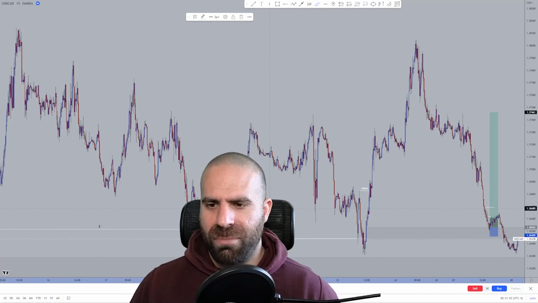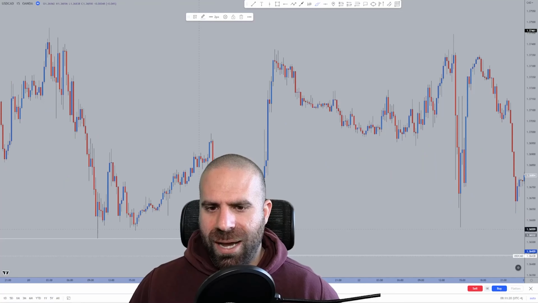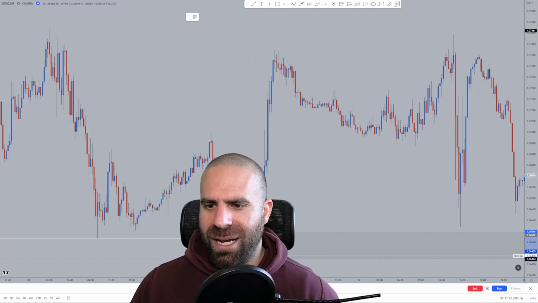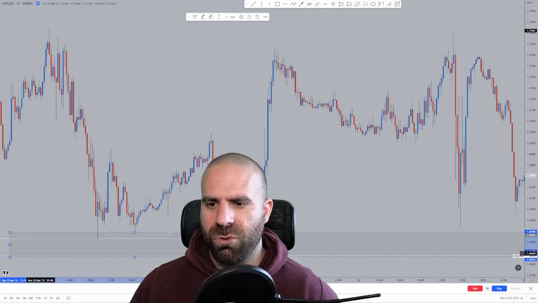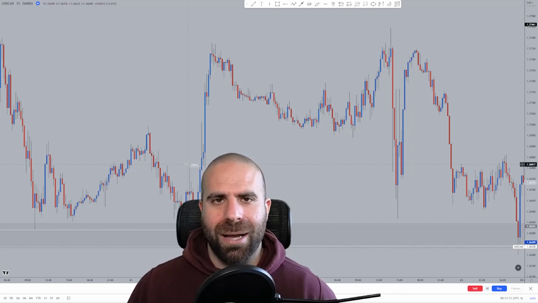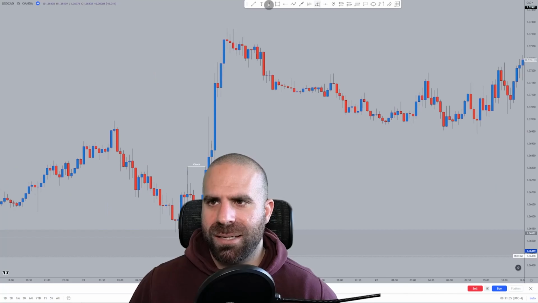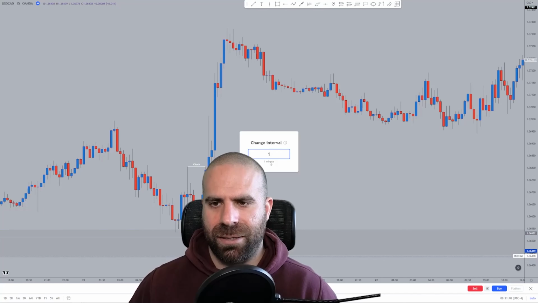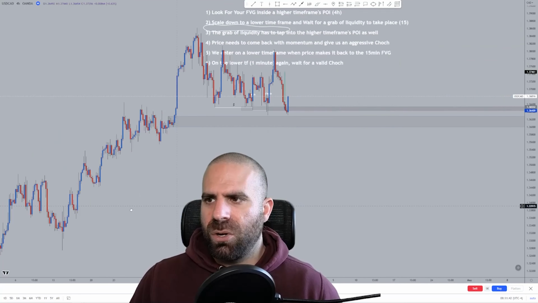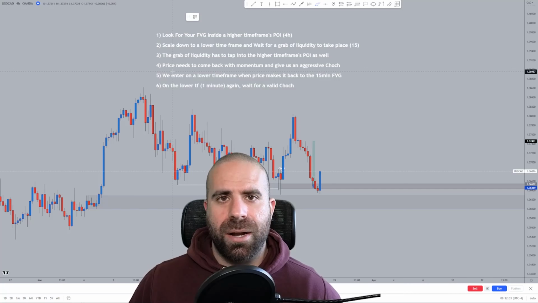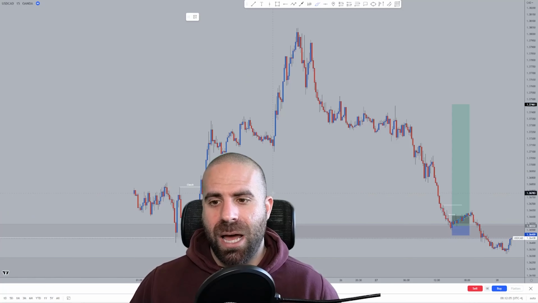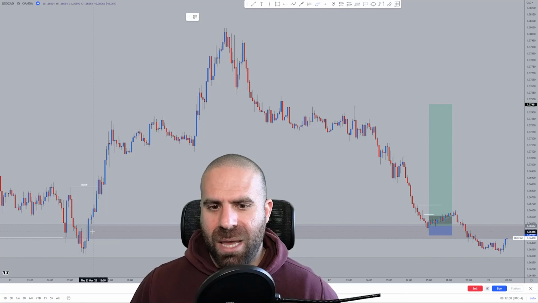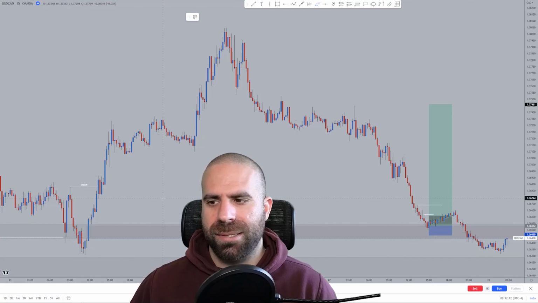So once we have made it into this higher time frame's fair value gap, here we had a fair value gap from the higher time frame. If you recall, we grabbed the liquidity below this area. We need to come back with momentum. These candlesticks represent momentum on the 15-minute time frame and change character. Okay, this is rule number 4. Then we go ahead and identify now the 15-minute time frame fair value gap after this impulsive change of character has taken place.